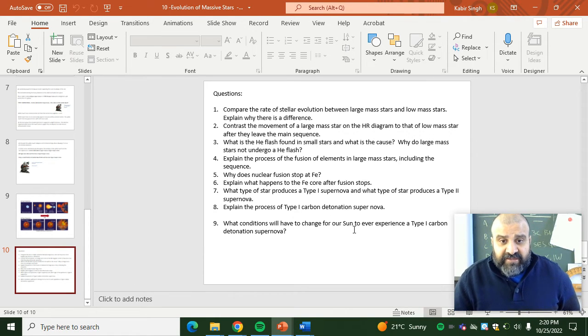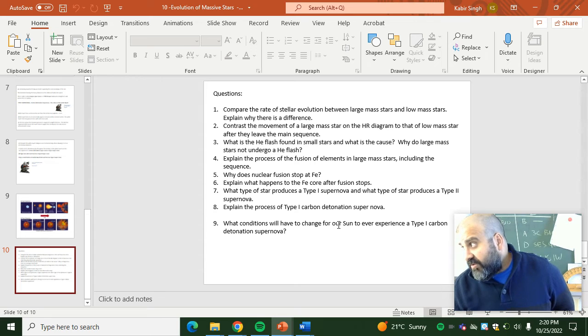Number 9, what conditions would have to change for our sun to ever experience a type 1 carbon detonation supernova? Our star would need to be part of a binary pair. It would have to have a partner, two stars orbiting each other. And when our star would become a white dwarf, it would have to pull the matter off of that binary partner, reaching the Chandrasekhar limit of 1.4 solar masses, right? Collapse even further, carbon fusion all throughout the star, exploding the white dwarf.